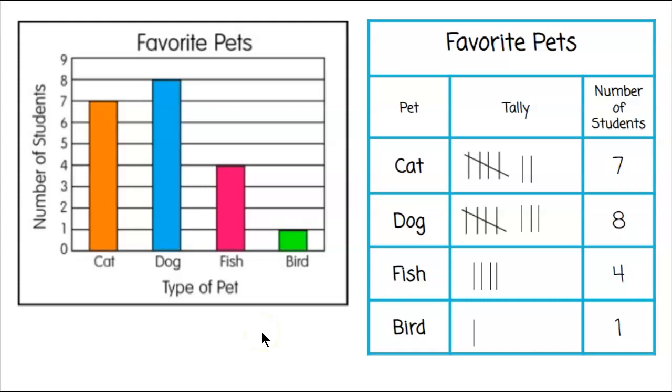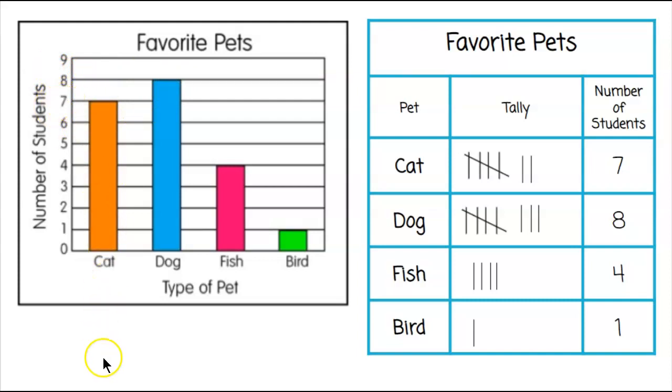What's really important about a bar graph is that I can easily answer questions based on looking at this picture of data. So my first question to you is, and you can say the answer out loud or you can say it in your mind, is a cat or a dog the most favorite pet? And if you said dog, you would be correct because that is my highest bar, and number 8 is bigger than 7.